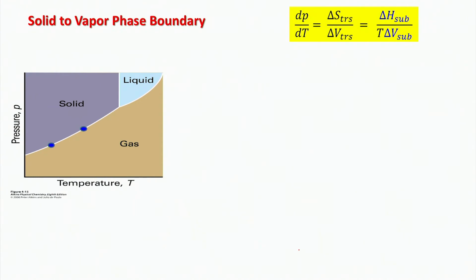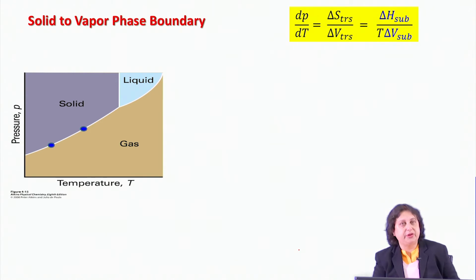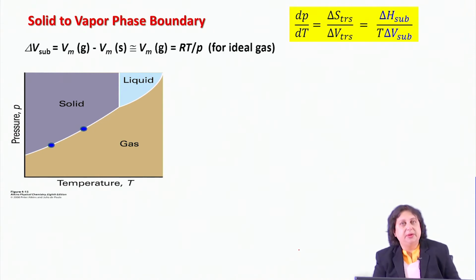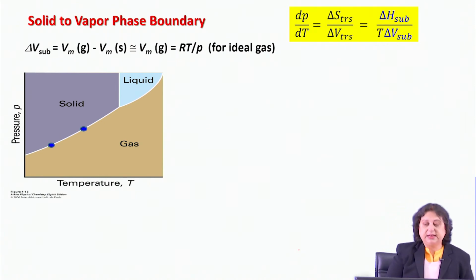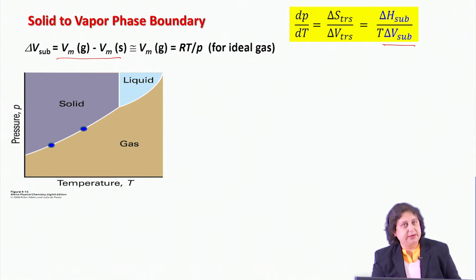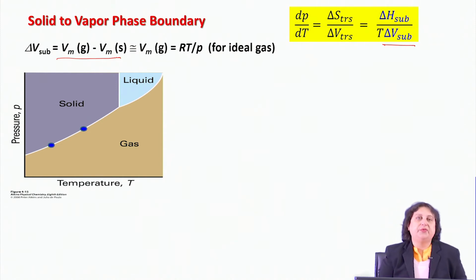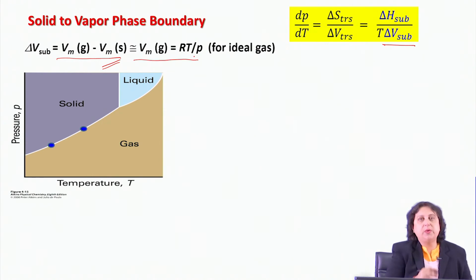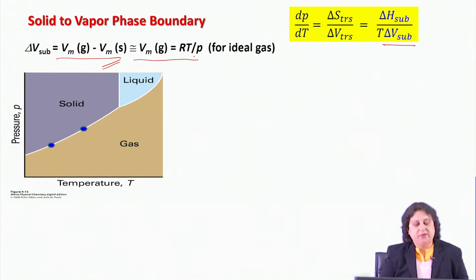Now, if I move further ahead and look at the solid to vapor phase boundary, once again I understand that this is going to be a nearly linear, increasing behavior with increasing pressure, that is, the temperature of equilibration, the temperature of sublimation, increases with increasing pressure. So once again in this case, the delta V of sublimation can be replaced by the molar volume of the gas minus the molar volume of the solid. Since the molar volume of the solid is much less than the molar volume of the gas at a given temperature and pressure, I can neglect this quantity and equate the molar volume of the gas to RT by P for the ideal gas.